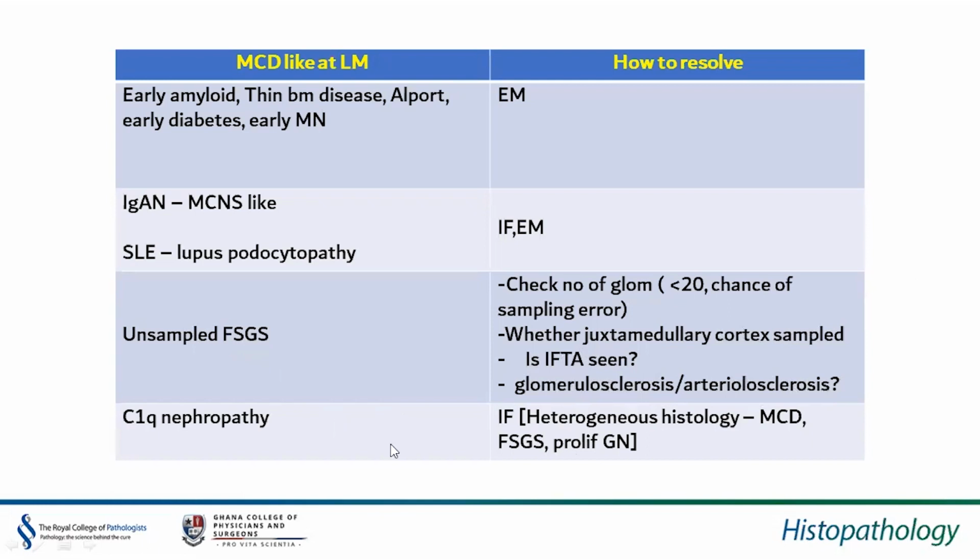C1q nephropathy can also show heterogeneous histology. It can resemble minimal change disease, FSGS, or a proliferative glomerulonephritis. Immunofluorescence with at least 2+ staining for C1q will help make the diagnosis.